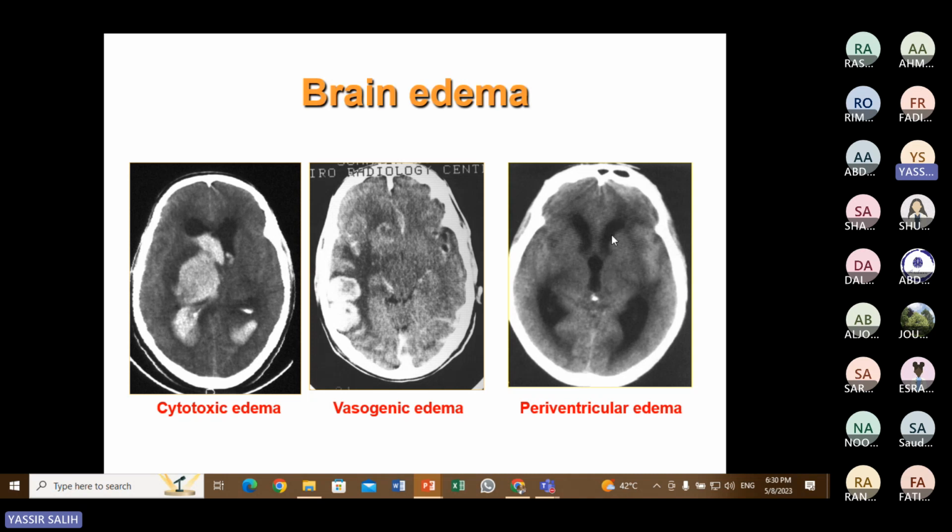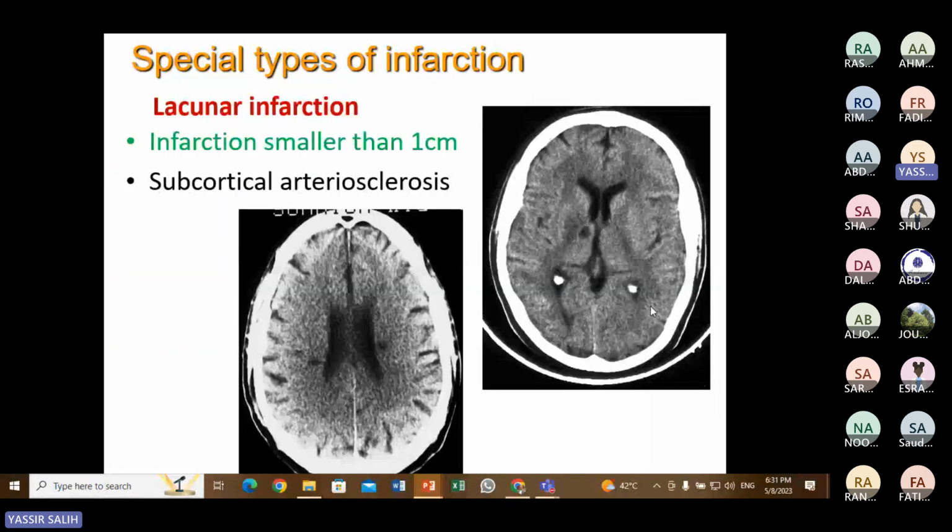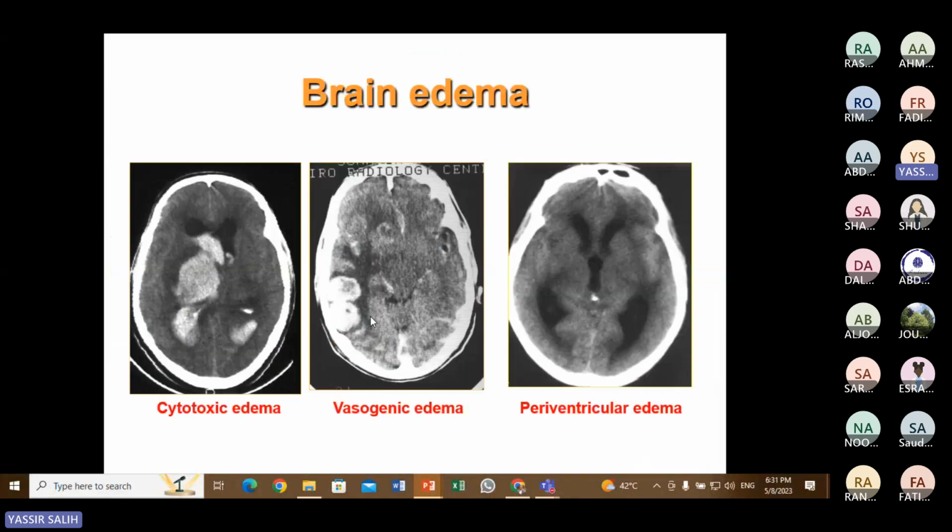In this one you can see the ventricles are enlarged. There is hydrocephalus with hypodensity around the ventricle. This is called periventricular edema, as if there is fluid oozing around the ventricle. This area is a bit black. If you look at any other normal CT, you won't find hypodensity surrounding the ventricles. But here we have hypodensity. This is periventricular edema.